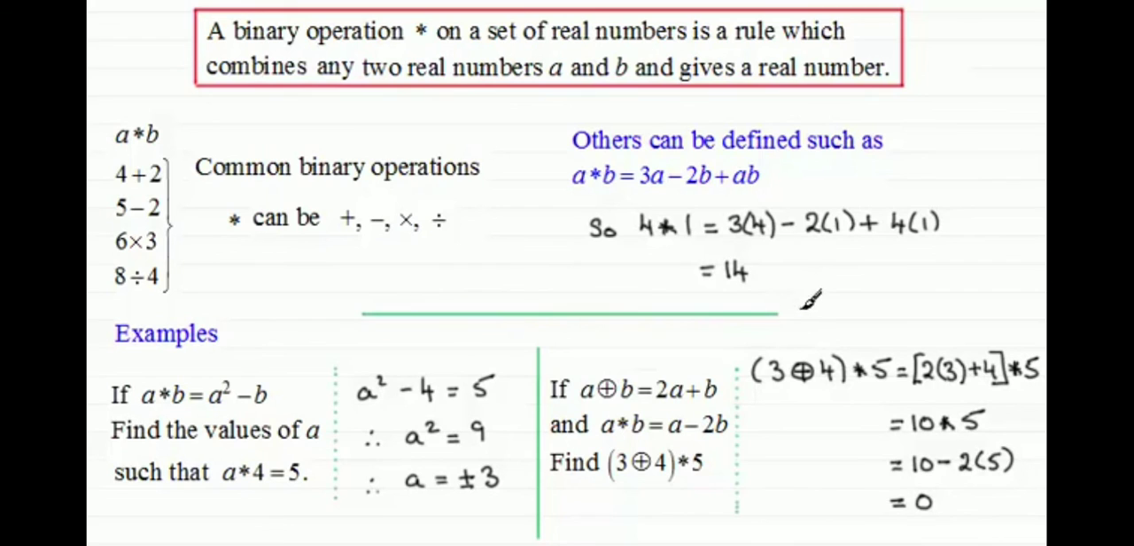So we have to substitute at least two elements for performing the binary operation.